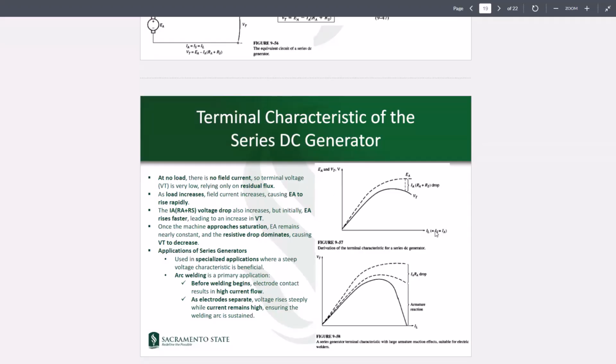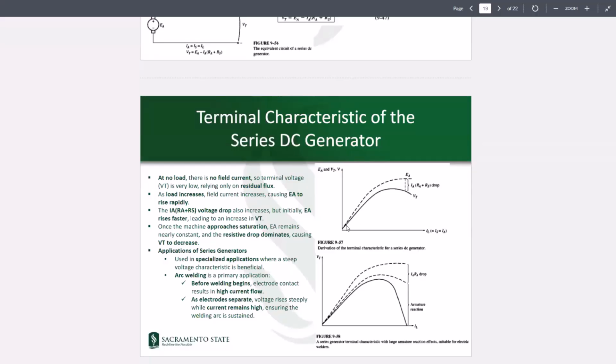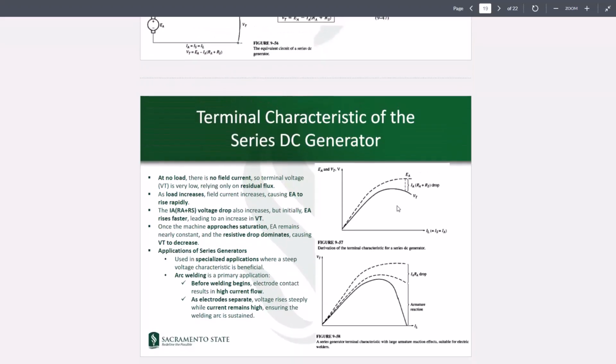So these are the same on the current side, but considering the magnetization curve of the machine under no load conditions, you would have an RA plus RS times IA drop. This difference would determine the difference between EA and VT. Having that voltage drop, you can see that the terminal voltage characteristic would be something like this. Basically, this is the case where you don't have any armature reaction. If you add the armature reaction on top of that drop, then the curve gets more nonlinear compared to the case without the armature reaction.